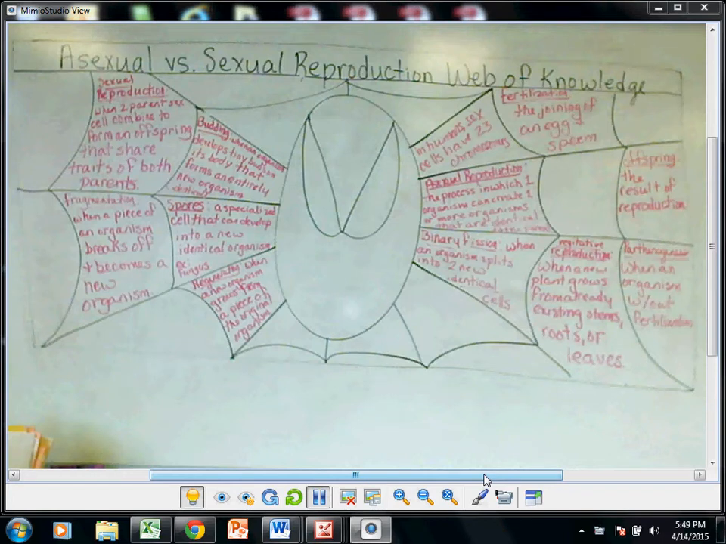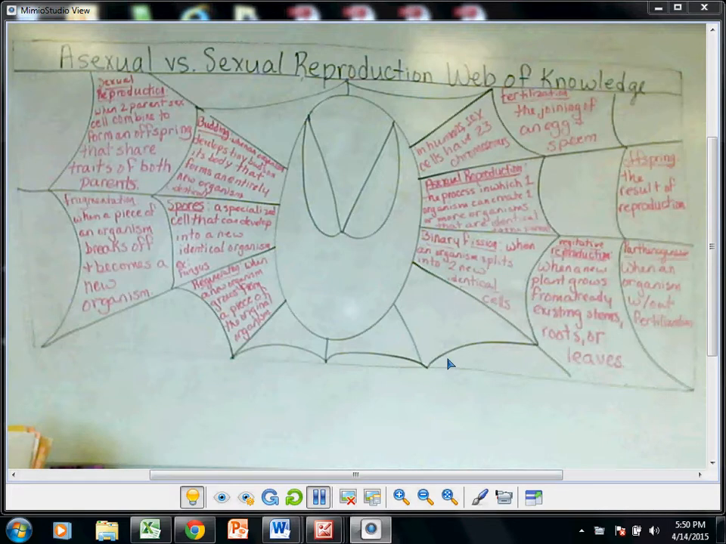I just wanted to go over some stuff that we were covering in class to make sure that you have a really firm grasp on it so you can do well. In class, for the last couple days, we've been talking about asexual reproduction versus sexual reproduction, and we made this web of knowledge to keep your notes. So first of all, let's start with asexual reproduction, and it's right here. It's the process in which one organism can create one or more organisms that are identical to the parent.